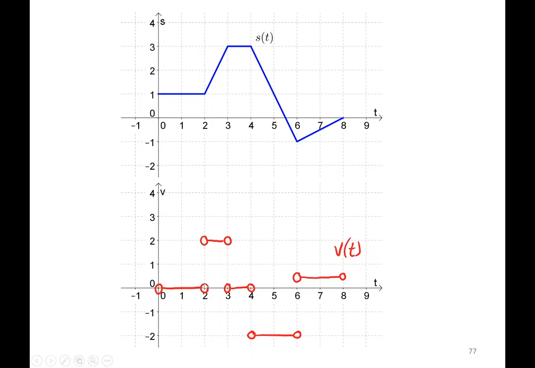But for now, just for these kind of problems, you would put little open circles because, again, you don't know what the velocity is exactly at those periods. Is it 0? Is it 2? Kind of hard to say. All right, so moving on.